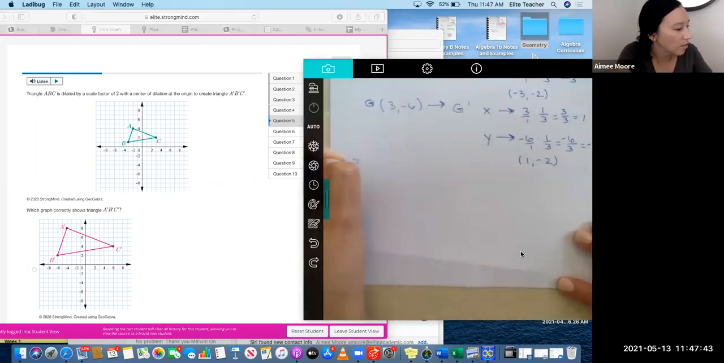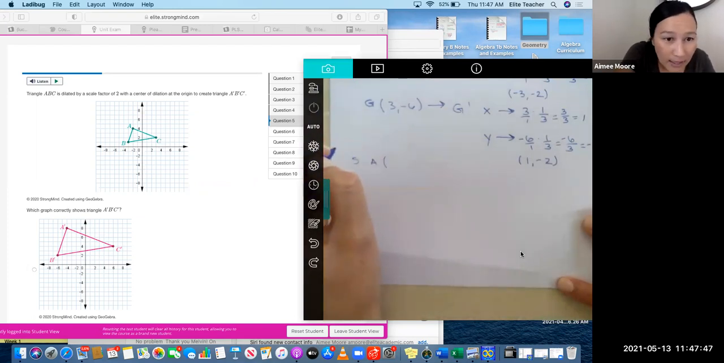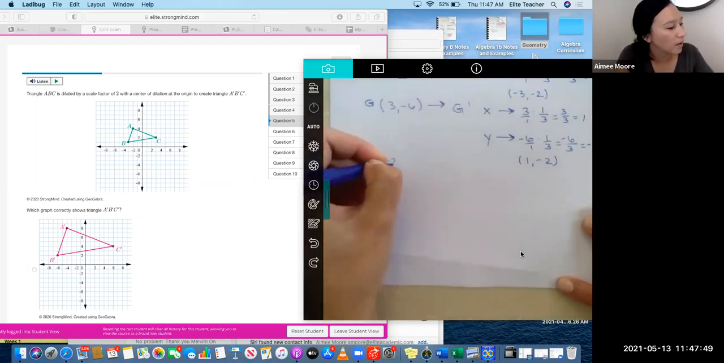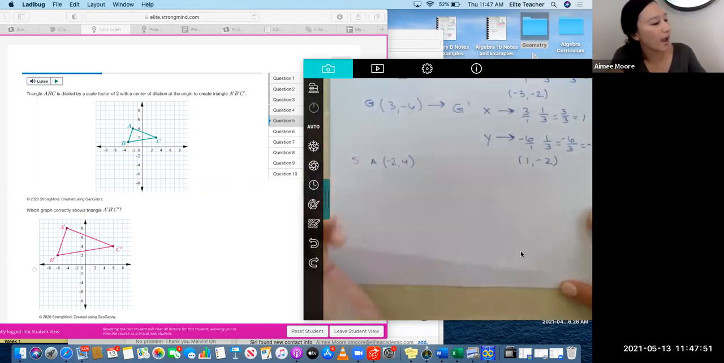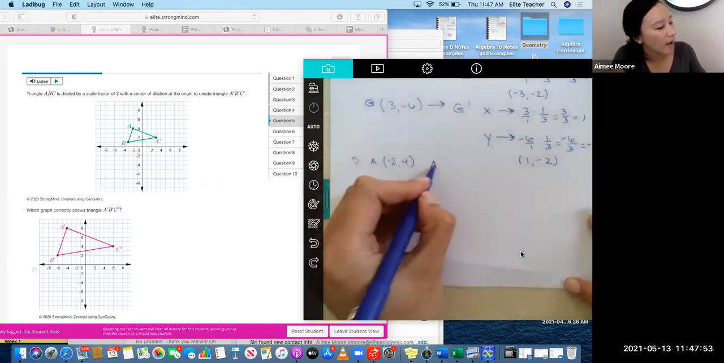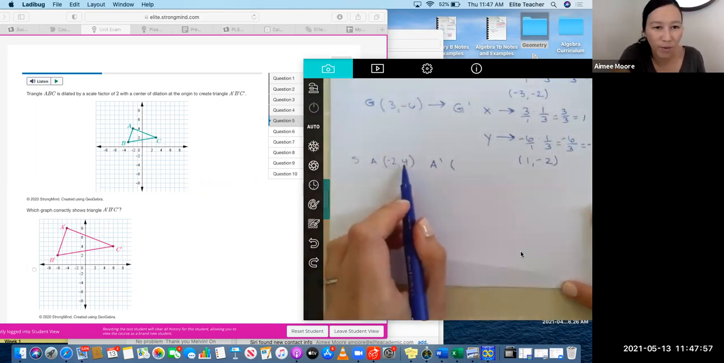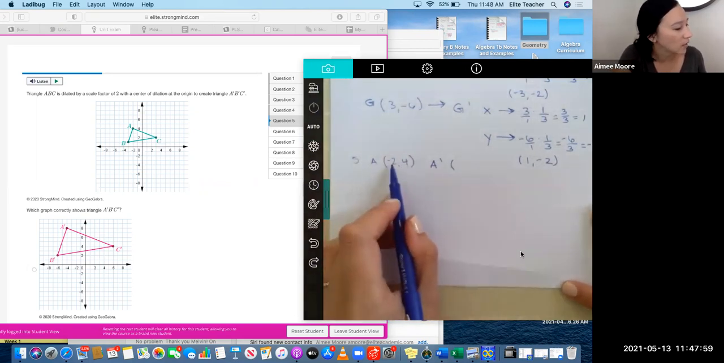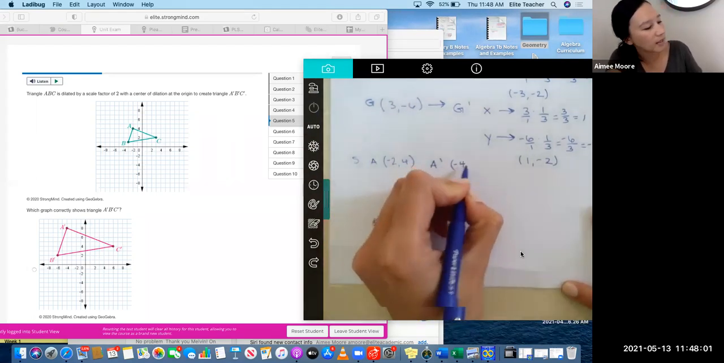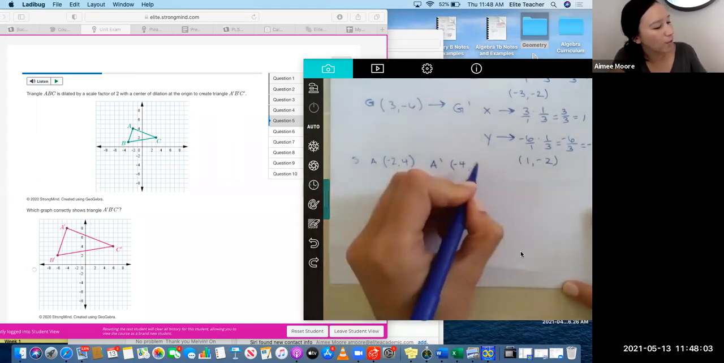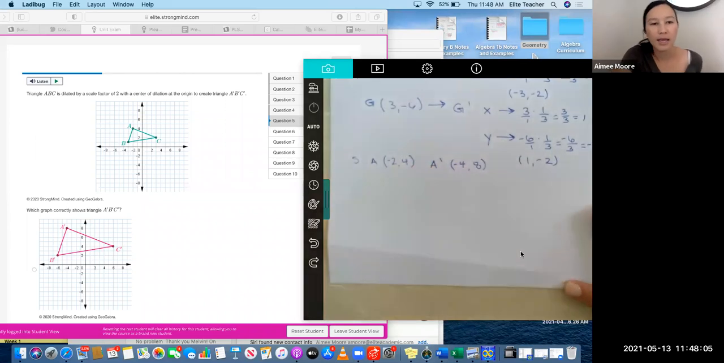So this is number 5. The first point, A, is at -2, 4. And now we just need to multiply. This one's easier math. We just have to multiply the x value and the y value by 2. So negative 2 times 2 is negative 4, and 4 times 2 is 8. So our new point is negative 4, 8.